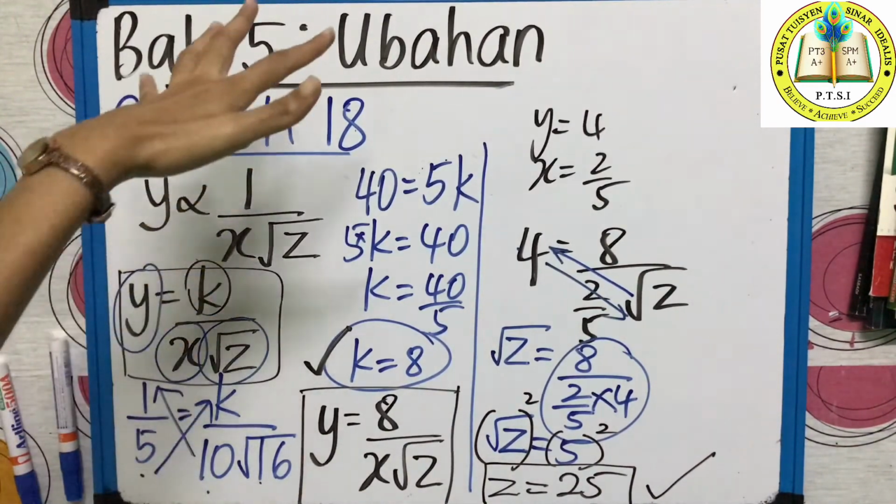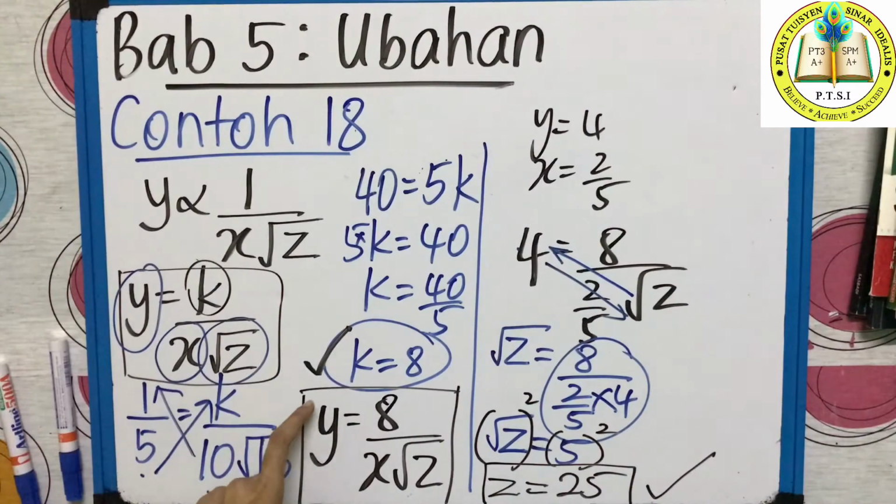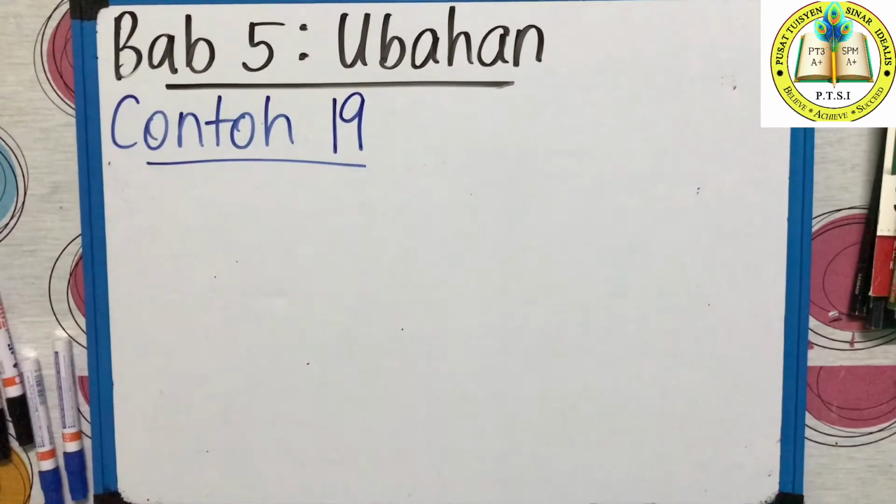So first working dapat K persamaan. Second working answer. So ini kita panggil ubahan tercantum. It's a combined variation. Okay, now teacher go to the last example, contoh 19. Yang ni ubahan tercantum juga, tapi ada ubahan langsung, ada ubahan songsang. There is direct variation, there is inverse variation. Got combine the both. Okay, we check now.